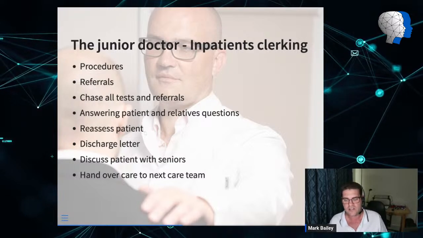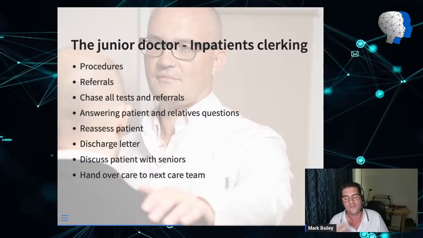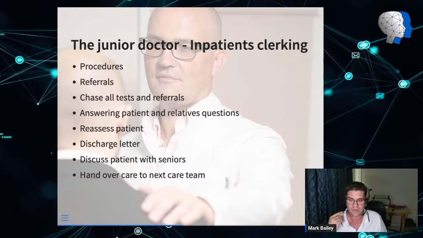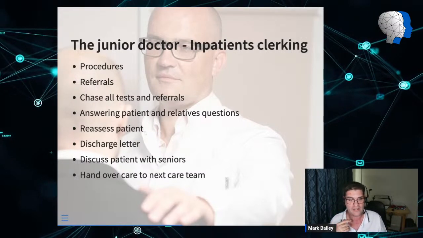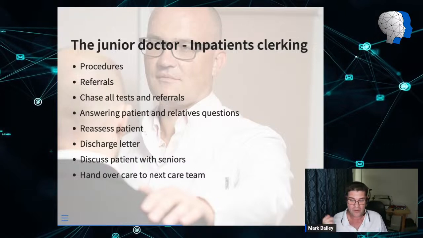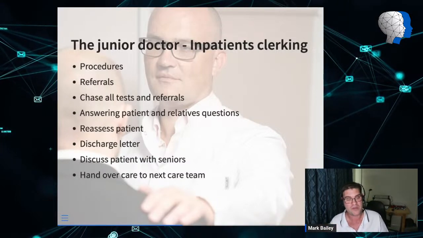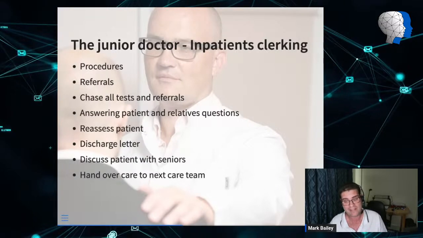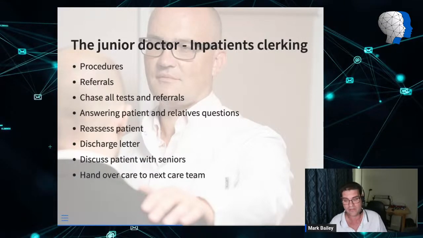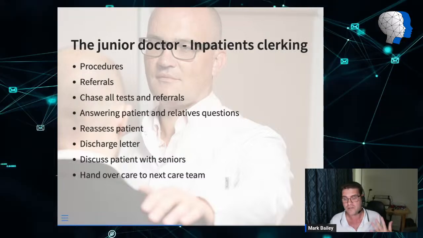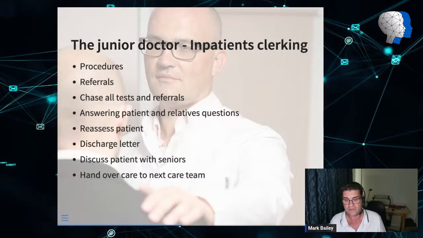So there are procedures to do. Let's say chest X-ray, chest drain, lumbar puncture if someone's got maybe meningitis or something like that. You need to do referrals: call someone, write to someone, email someone. There are different ways to do it, and different specialties have different ways they want to be contacted. Sometimes a bleep, so you wait around for a bleep to be answered and so on. After a few hours, you need to chase the results and the referrals and so on.